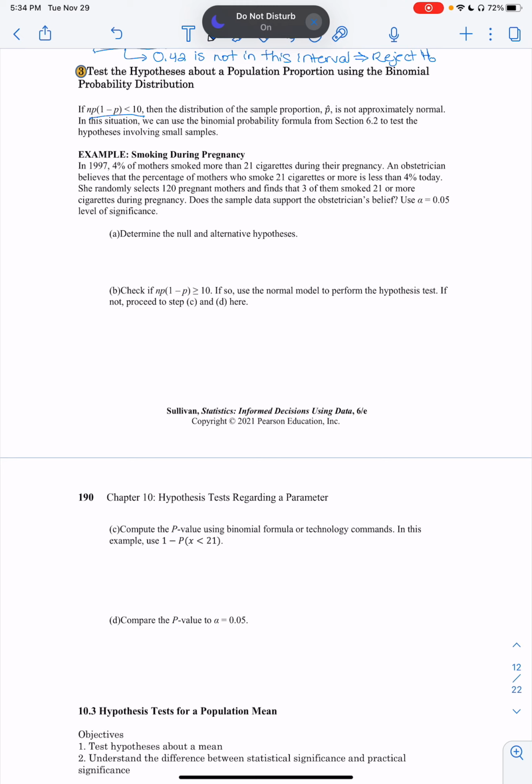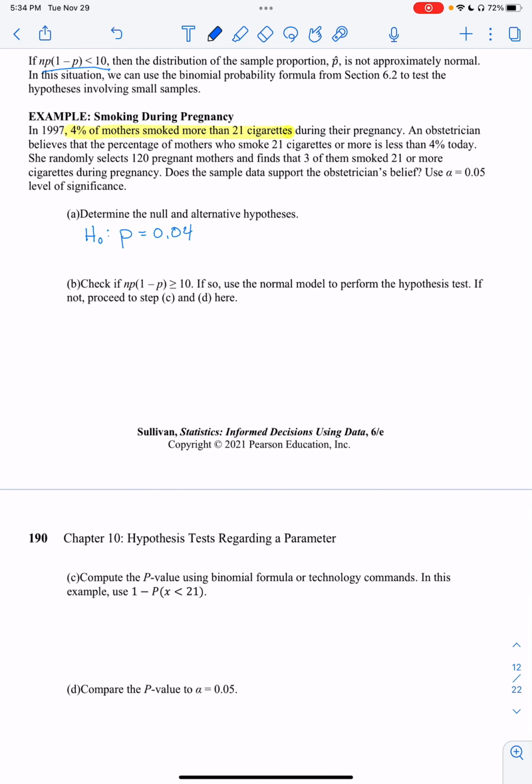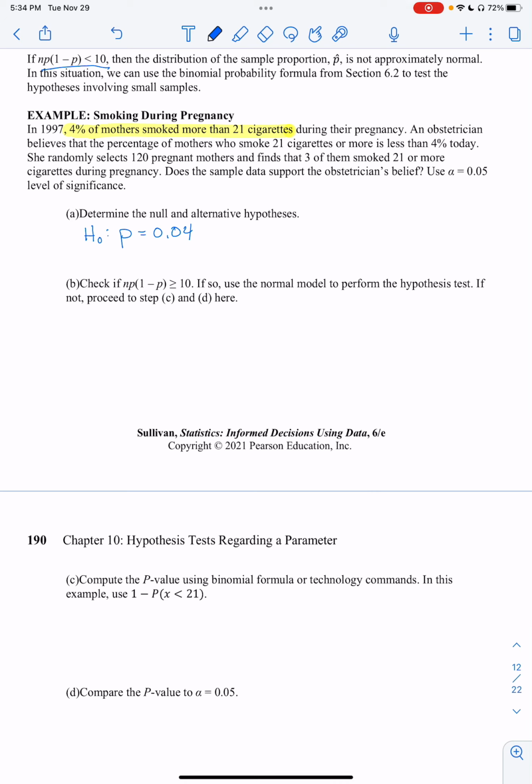So first of all, we're going to find our null and alternative. Our null hypothesis here: 4% of mothers smoked more than 21 cigarettes, so our proportion is going to be equal to 0.04. That is what we're going to assume is true because that's the data that we currently have. Our alternative hypothesis is the idea that the obstetrician had. She believes the percentage of mothers who smoke 21 cigarettes or more is less than 4%. So our alternative hypothesis is that the population proportion is less than 0.04.